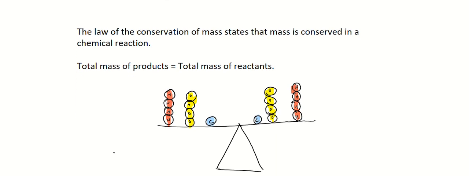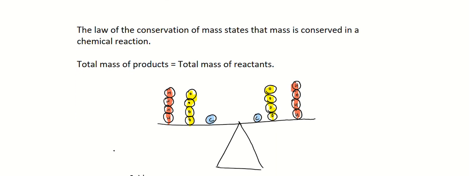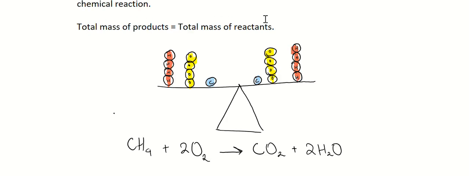First, let's start with the law of conservation of mass, stating that mass is conserved in chemical reactions. This means that the total mass of products must equal the total mass of reactants. This is evident in the visual diagram below when methane reacts with oxygen to produce carbon dioxide and water.